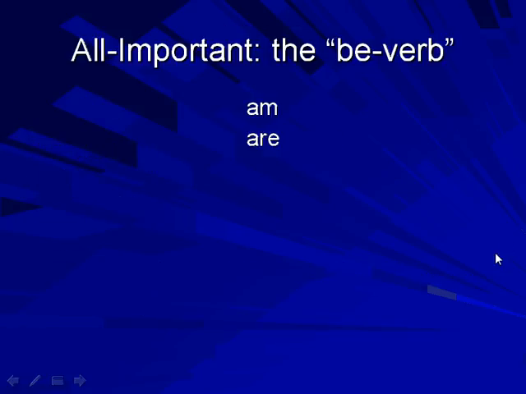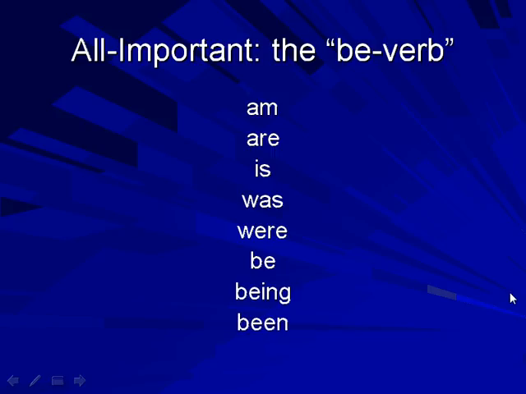Now, one thing that we want to start with here, people, is one of the very most important verbs of all, and that is the be verb. And the be verb is a verb that has 8 different forms. You could call these the conjugations or conjugational forms of the be verb. Am, are, is, was, were, be, being, been.